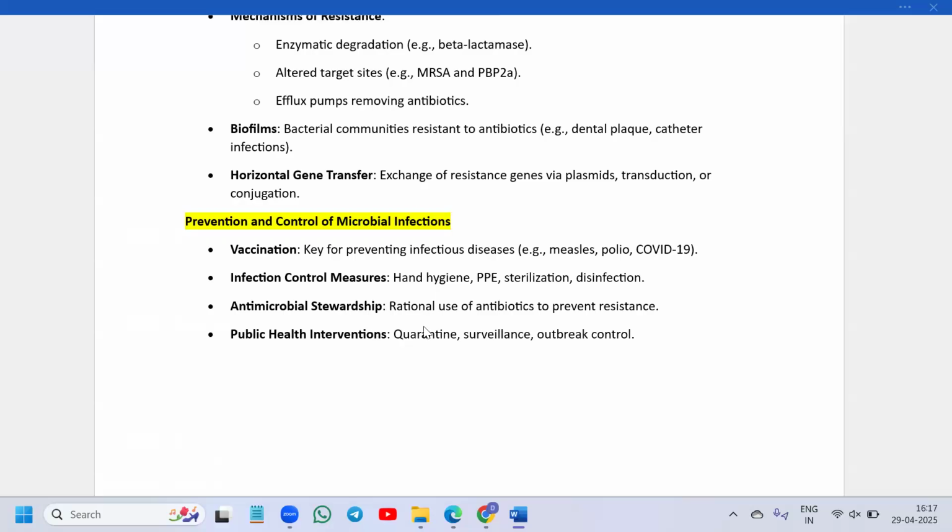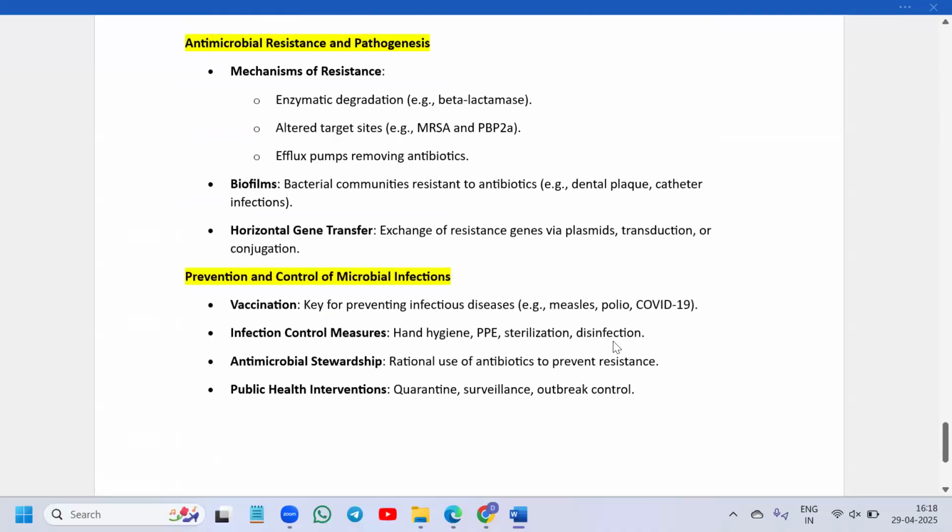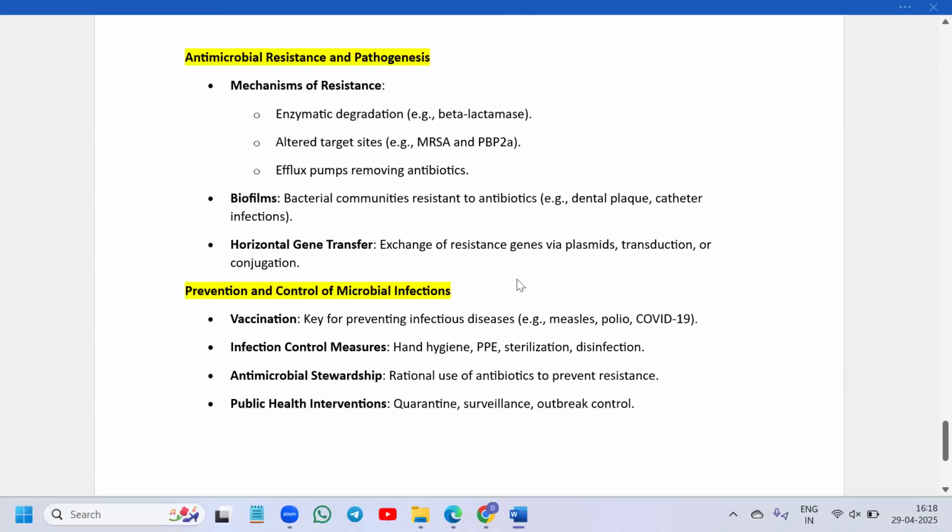Next, public health interventions. During COVID season, you would have heard about quarantine. You should isolate people from others whenever they are exposed. Then the surveillance: you must keep looking for symptoms. Then outbreak control. Whenever there is an outbreak, you have to take steps to prevent the spread to other people. So these are the prevention and control of microbial infections.